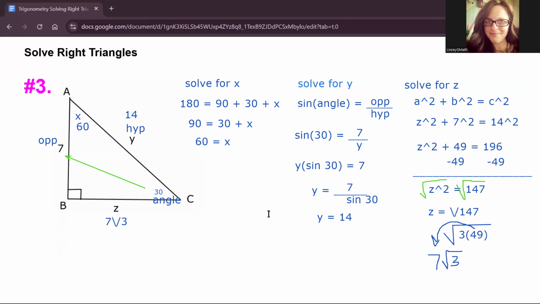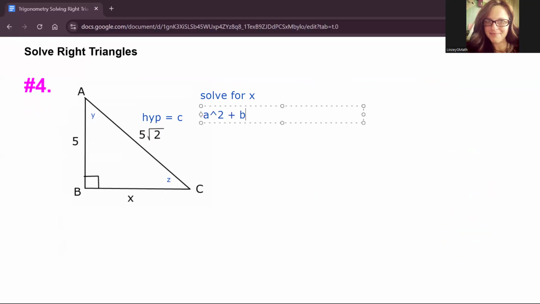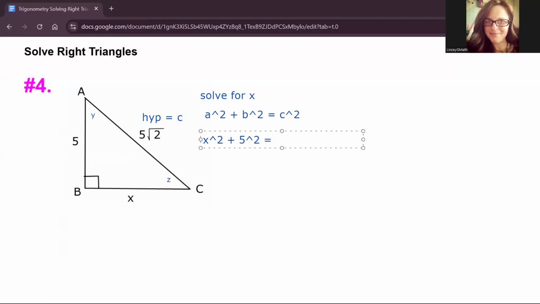And number 4, last one. Number 4, you may also notice that this is a special right triangle. But let's say you didn't notice, and we'll solve for x. We've got the hypotenuse, c, and we've got the other leg, 5. We can use our Pythagorean theorem to solve. And we get x squared plus 5 squared is equal to 5 square root of 2 all squared.